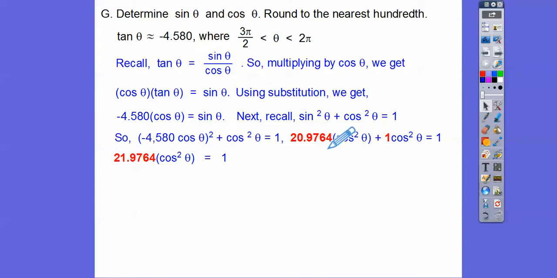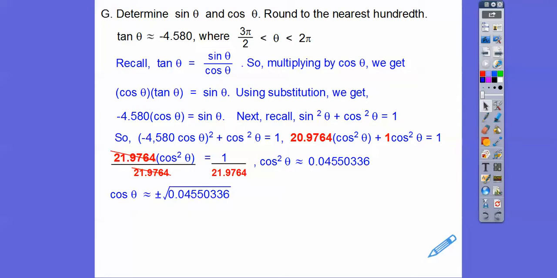Now we'll divide both sides by this red guy right here. So when we do that, we get that decimal right there, and then square root, don't forget it's plus or minus, and then we have to remember quadrant 4 where cosine is positive, so we don't have to worry about the plus or minus, it's only the positive. So when we do that, we get cosine to be about that.